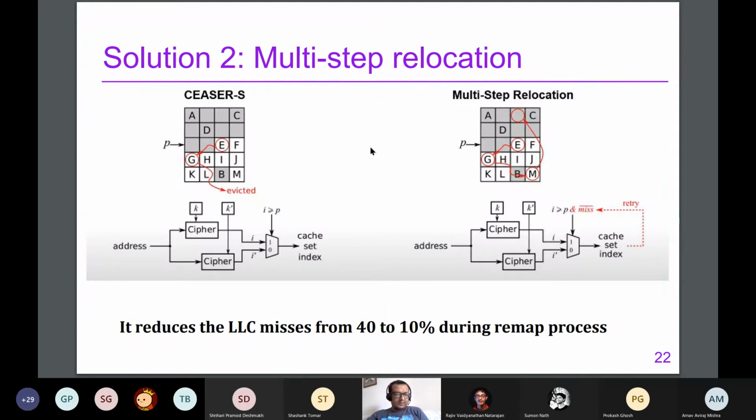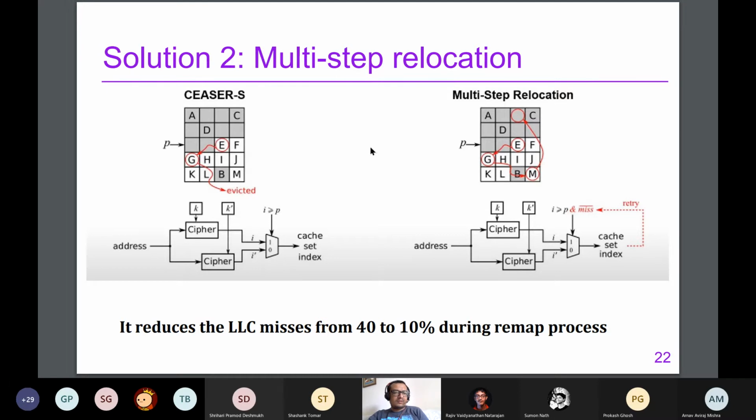See, Arnav, I will tell you the problem with this presentation. You are not telling what exactly the problem is. Why do you need multi-step relocation? So multi-step relocation actually helps in reducing the LLC misses. That's the first thing you should say, right?